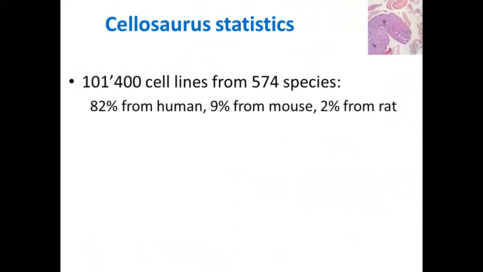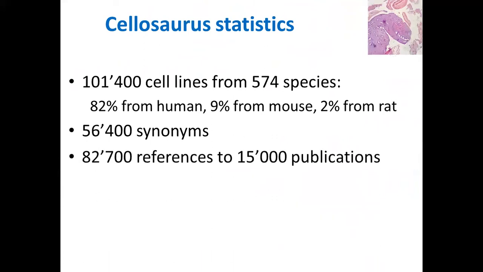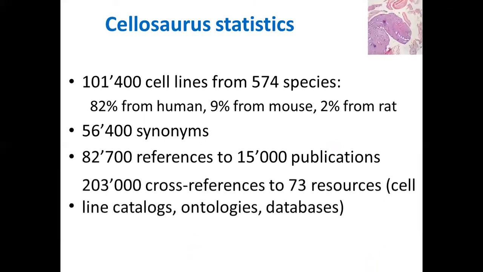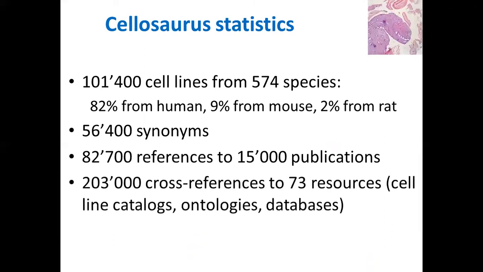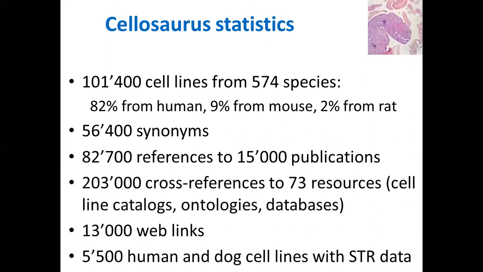Here are some statistics. Currently, as of today, the release that you can see on the web has 83,000 cell lines, but the next release will be over 100,000 cell lines. As of today, those numbers are from almost 600 species, but most of them from human, mouse, and rat, as I told you. About 60,000 synonyms, and as I said, 15,000 publications, which means about 83,000 references to those publications. And what's very important is to link back to a lot of resources, and so 200,000 cross-references to 73 different resources. Also 30,000 web links, and I was telling you about STR profiles. Currently, there are 5,500 cell lines with STR profiles. So there's still a long way to go before all cell lines have public data on STR profiles.